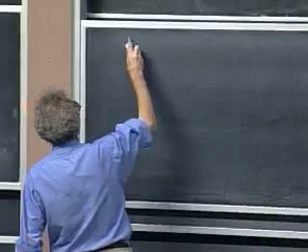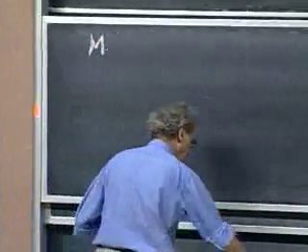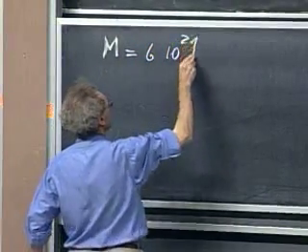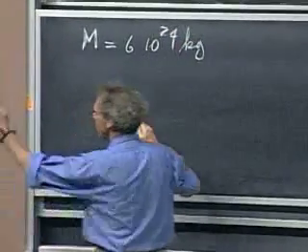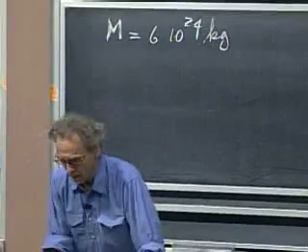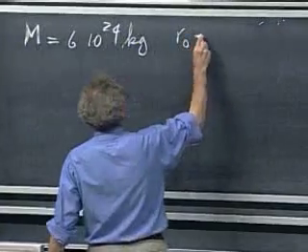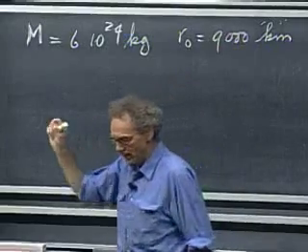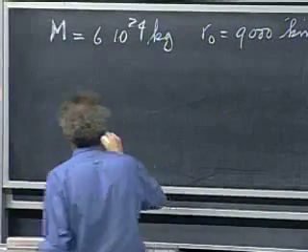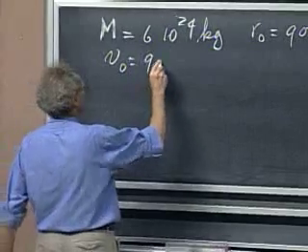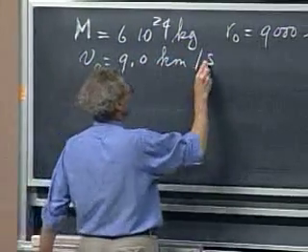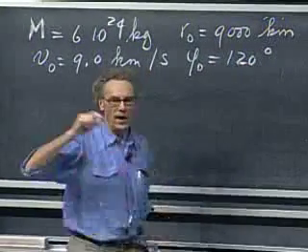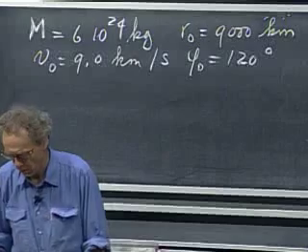We take for capital M the Earth, and that is 6 times 10 to the 24 kilograms. So that's my M. I promise you, you will know M. I will give you r0. That is 9,000 kilometers. That's the location at point D. I give you the conditions at D. The speed at point D is 9.0 kilometers per second. And I'll give you phi 0 is 120 degrees. Everything else we should be able to calculate now from these numbers.